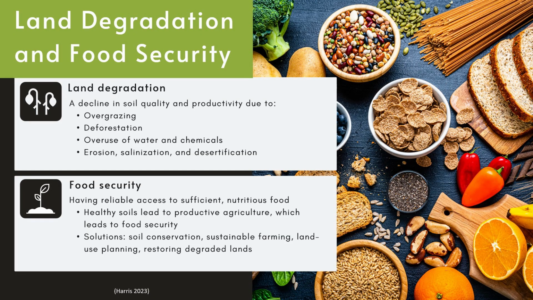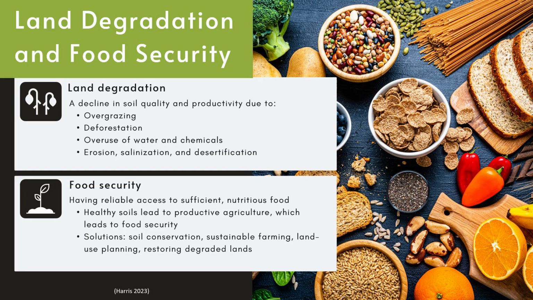Healthy soils are directly connected to food security, which we talked about in the previous chapter. When soil loses nutrients, erodes, or becomes too salty or dry, agricultural productivity drops, and communities can struggle to grow sufficient foods. This creates a chain reaction. Degraded land leads to lower crop yields, which then threatens food supplies for people who depend on those crops. Because healthy soil forms the foundation of that productive agriculture, protecting soil resources is important to ensure long term food security.